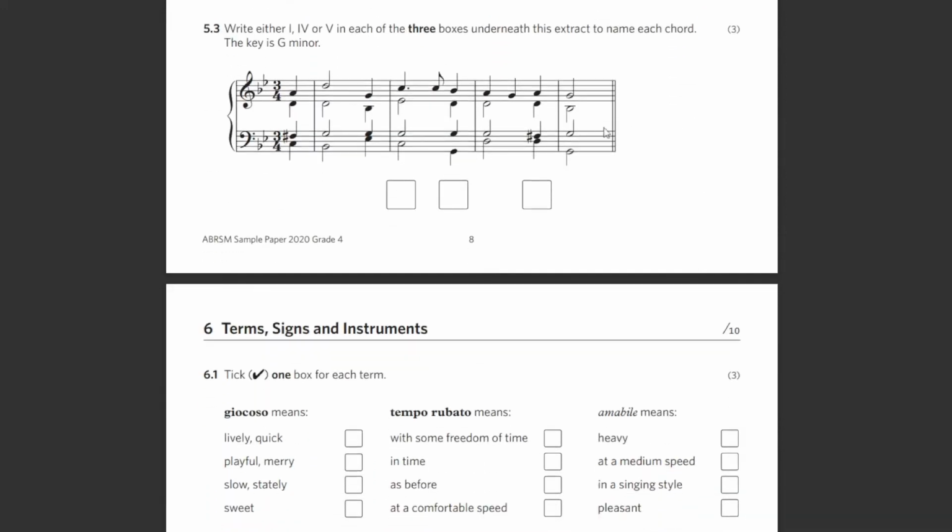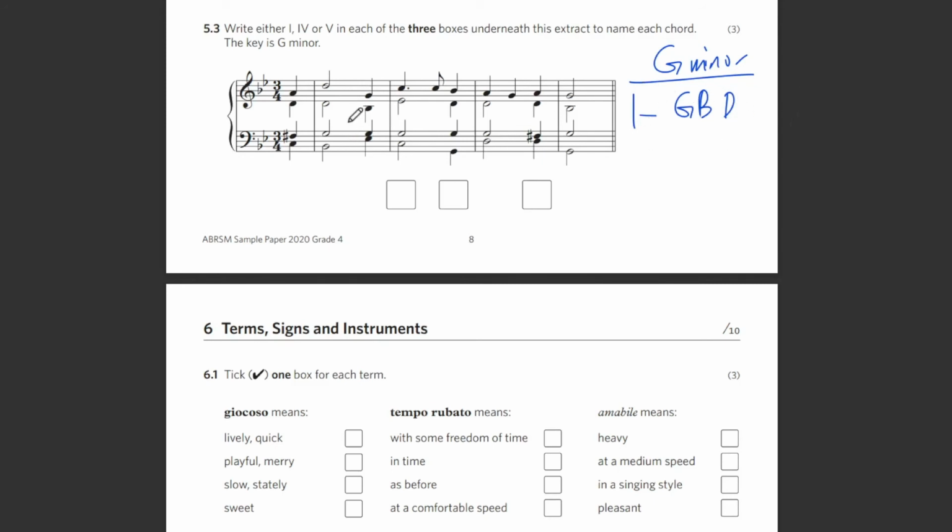Next, let's look at 5.3. So you are asked to write either 1, 4, or 5 in each of the 3 boxes underneath the abstract to name each chord. The key is G minor. So for G minor, chord 1 is G, B, D. So I'll ignore all the sharp and flat, okay? Because the question definitely will have the correct sharp and flat. So don't stress yourself out with putting the flat and sharp here.